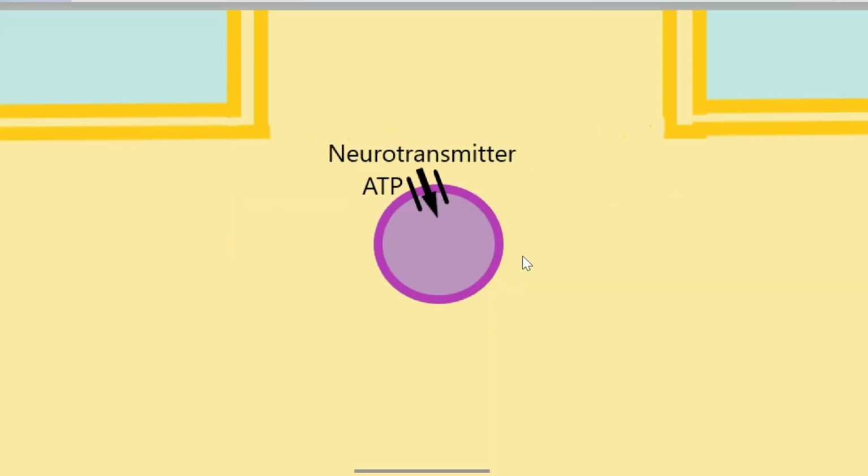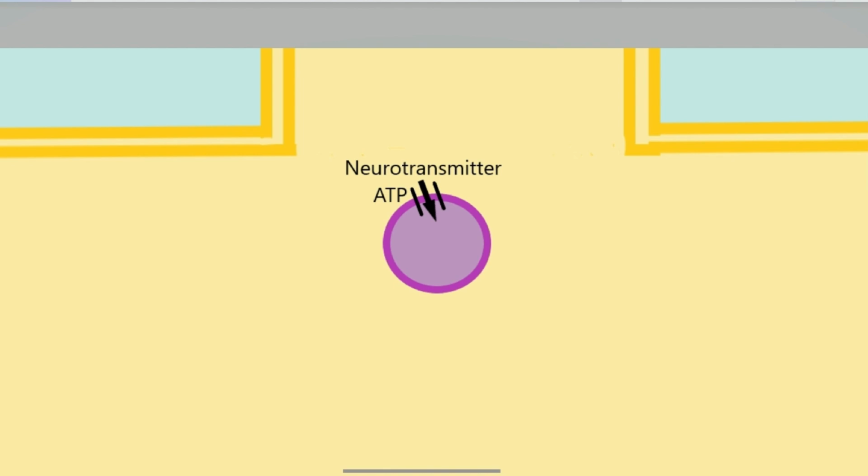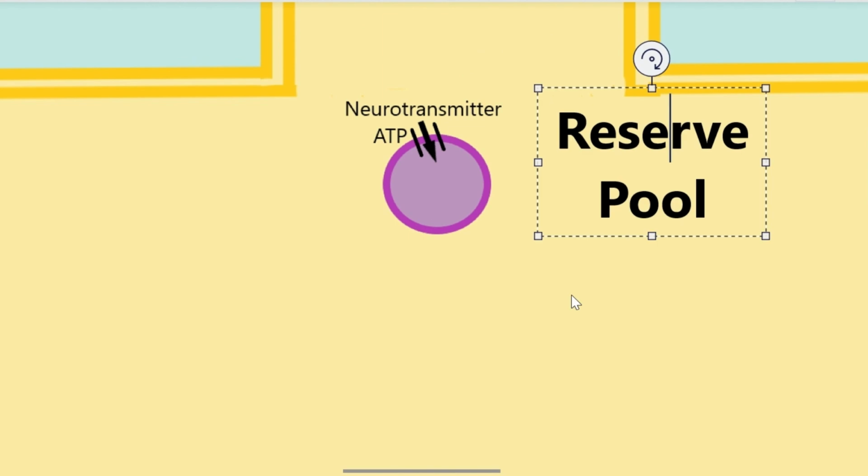But at the moment, our vesicle is actually in a resting state. We haven't had any stimulation yet. And this is what we call the reserve pool of vesicles, where they're just chilling. They're not doing anything. They're hanging around waiting for a signal. But if they were just there in a cell like this, they would be a problem. They'd be just floating around in lots of different places.